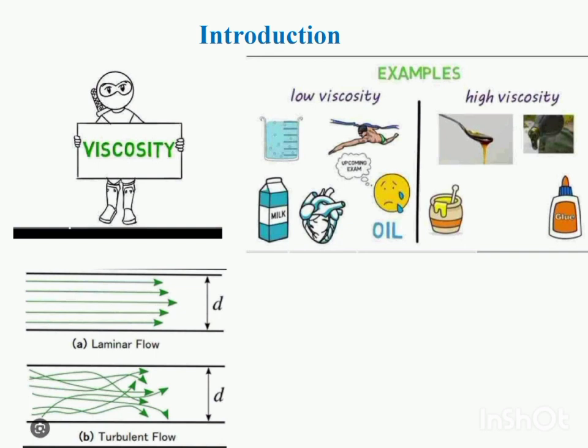Water, ethanol, methanol, diesel fuel, and kerosene are examples of low viscosity. And ghee, peanut butter, and dish soap have the high viscosity property. And the fluid has two types of flow. One is laminar flow or streamline flow, the other one is turbulent flow.